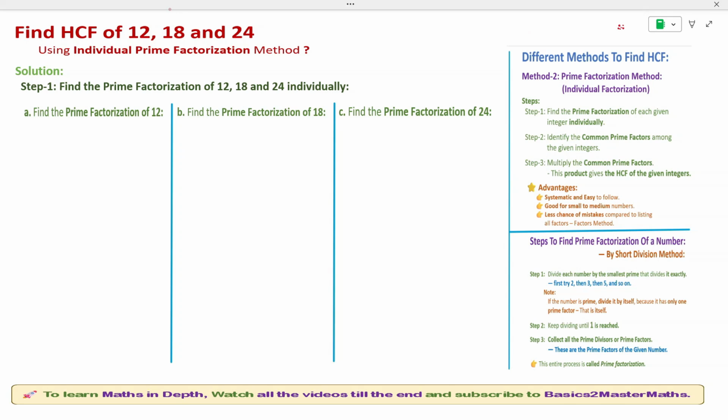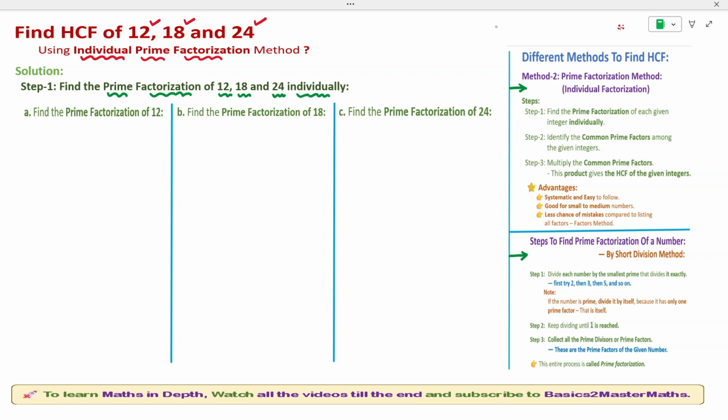Today, we will see how to find HCF of 12, 18 and 24 using individual prime factorization method. Before solving the problem, please go through the steps once. Step 1. Find the prime factorization of 12, 18 and 24 individually.